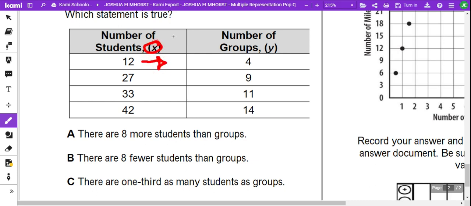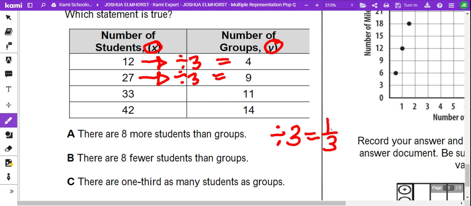So input to output from x to y, what is the rule? So either we're going from bigger to smaller, so we're subtracting or dividing. So we divide by 3, that equals 4, and 27 divided by 3 does equal 9. So dividing by 3 is also 1/3.